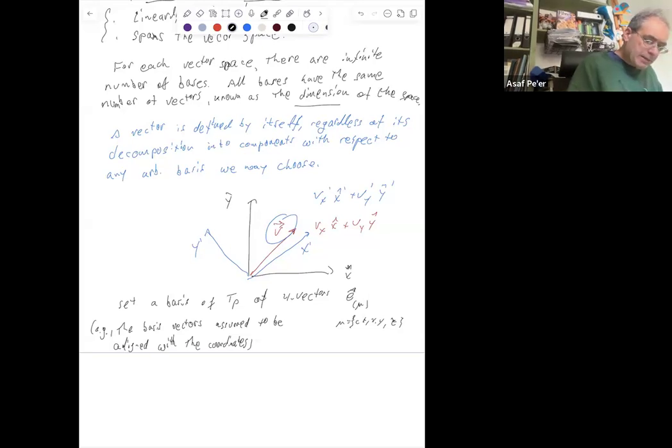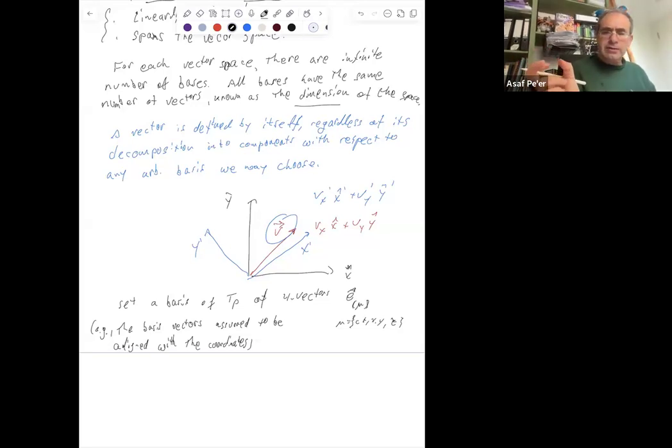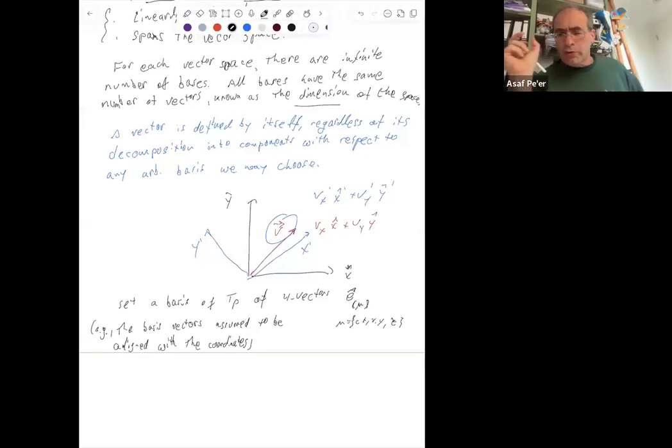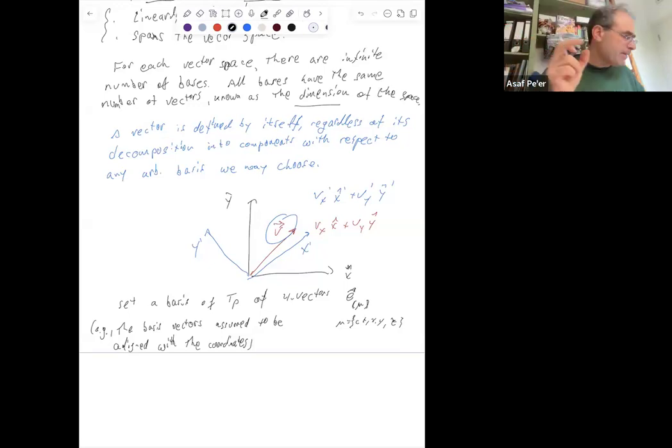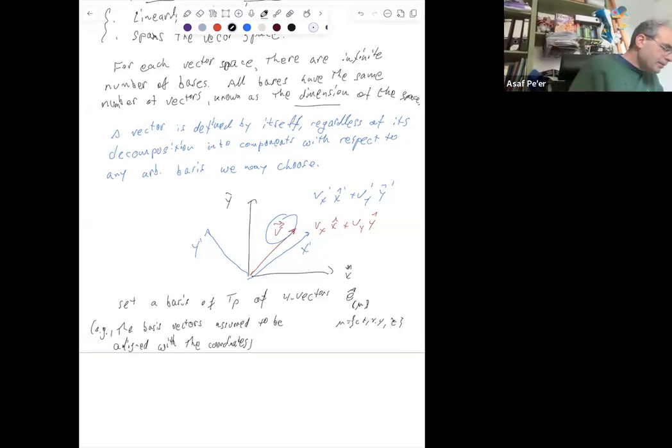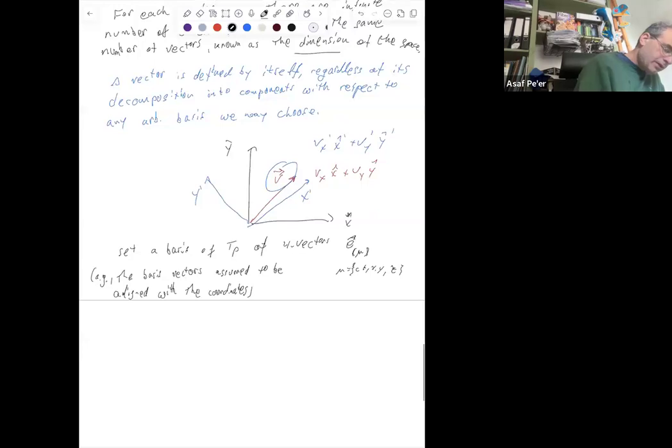Right, so E1 is aligned with X1, etc. Now, just to be sure that you're with me, first I wrote a lower index and I put it in parentheses because I'm talking now not about the components of a single vector, but of a set of 4 vectors. And that's why I put the parentheses.